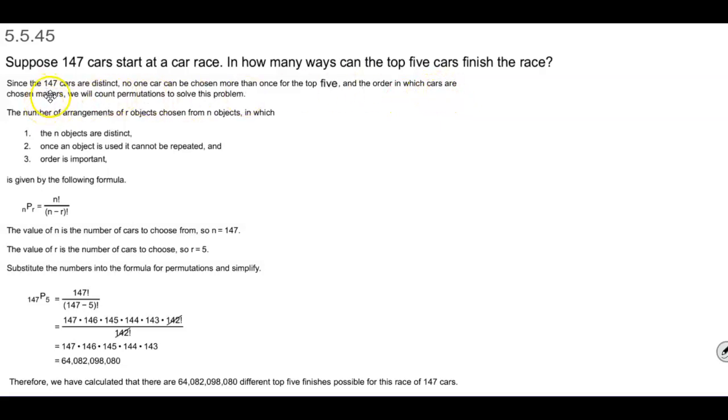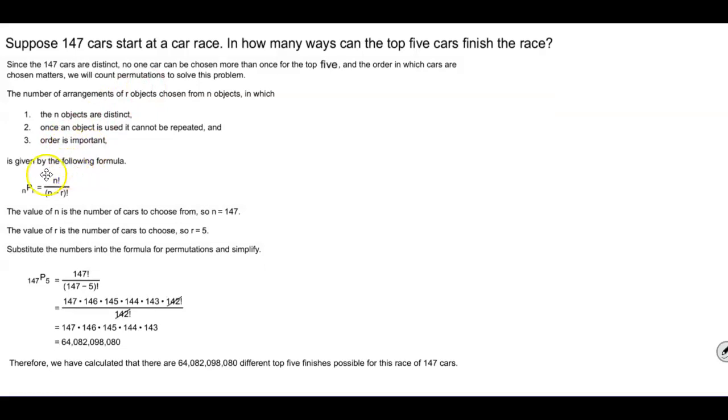So since order matters, we're going to count permutations to solve this problem, since that's the definition for permutation, where order is important. So we're going to use the formula for permutations, which is n factorial divided by n minus r factorial. Now the value of n is the number of cars to choose from, so n is equal to 147. The value of r is the number of cars to choose, so r is equal to 5.